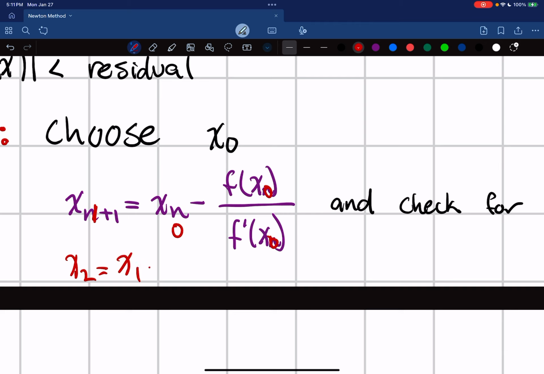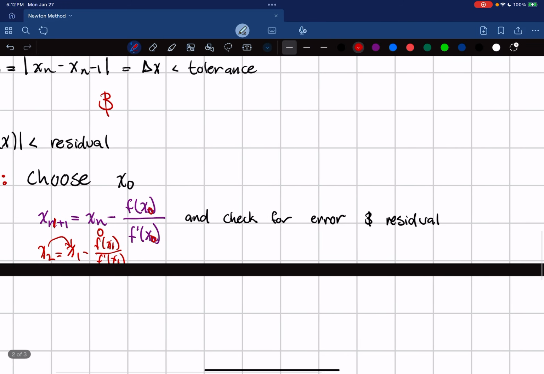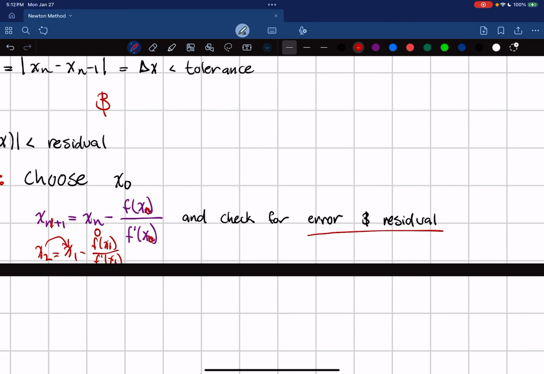This becomes 1 minus f at x1 over f derivative at x1. And then obviously you find your x2. Your x2 gets plugged in, and then this becomes x3, and you keep going and you iterate. After each iteration, you usually want to check for your error and residual, which again, I explained in lecture 1. If you don't understand it, go check it out.